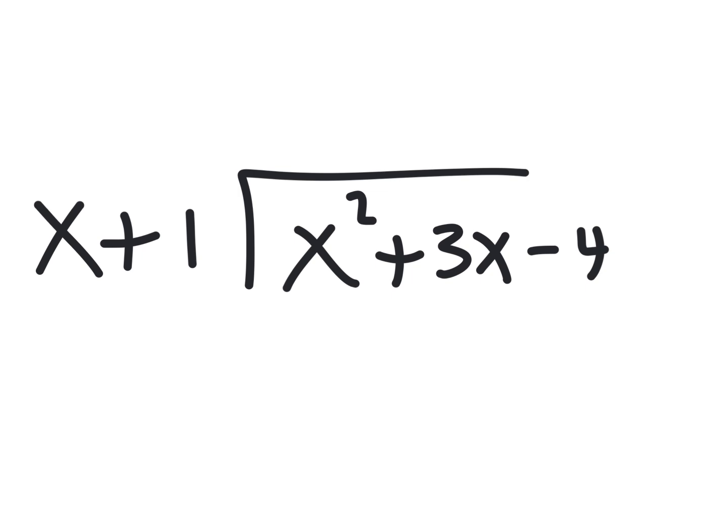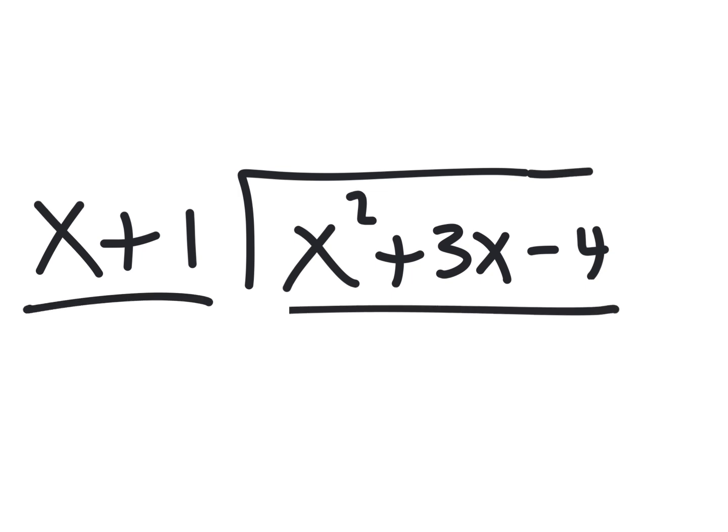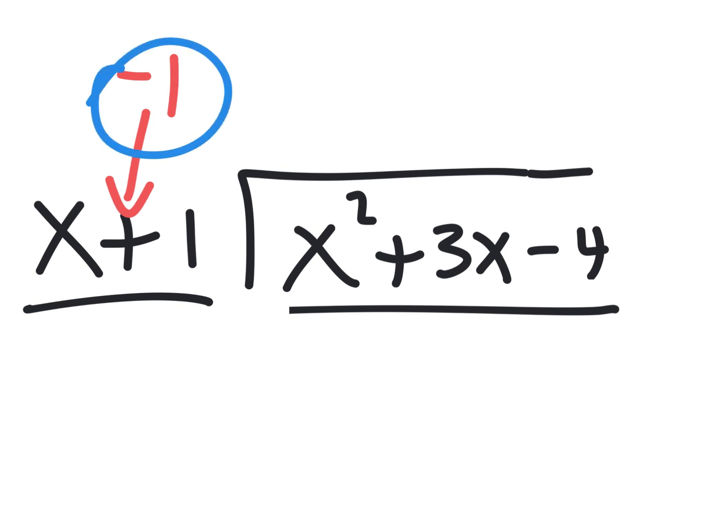And then I would say, does this go into this? Well, this was a factor. The root of this is the thing that makes it equal 0, which is -1. So you could ask this question two ways. Does the factor x plus 1 factor into x squared plus 3x minus 4? Or the other way you could ask it is, root, remember the rational root theorem? Does the root of -1 make this equation equal 0?